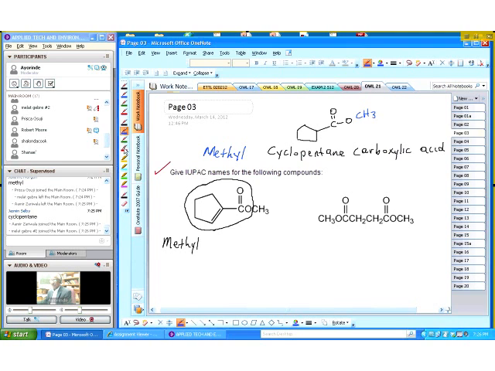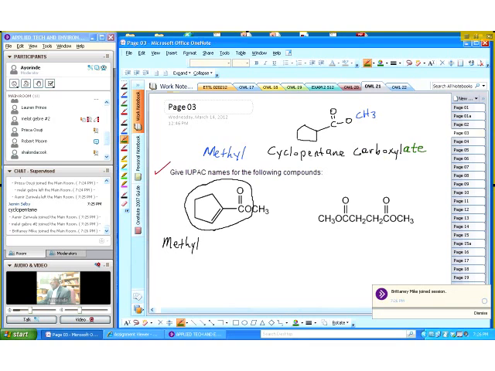Now to show that this is an ester, just as we did before, you remove the word acid, take this out, and then you have ATE. So that becomes methyl cyclopentane carboxylate. Methyl cyclopentane carboxylate.